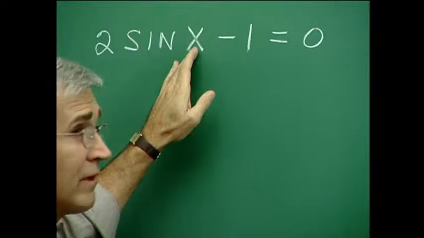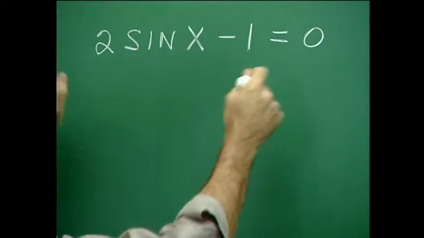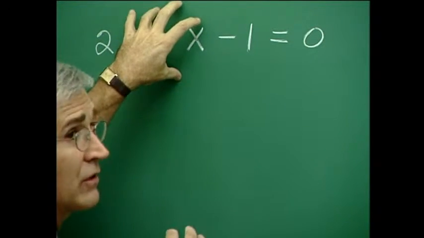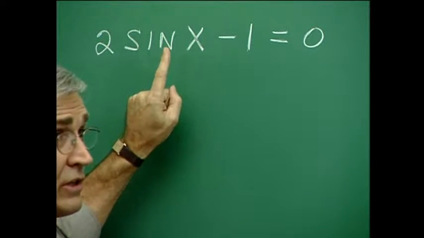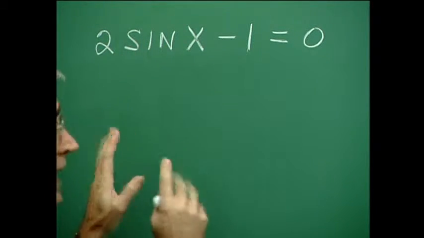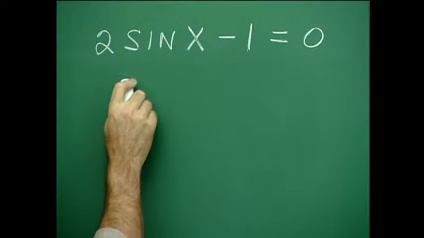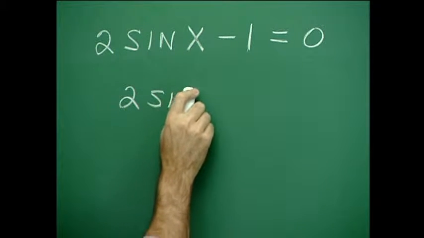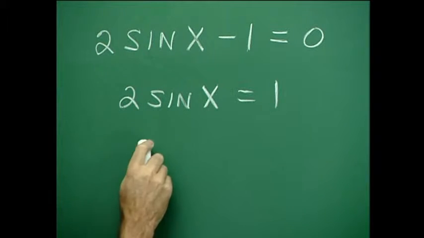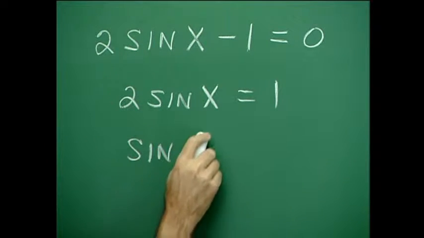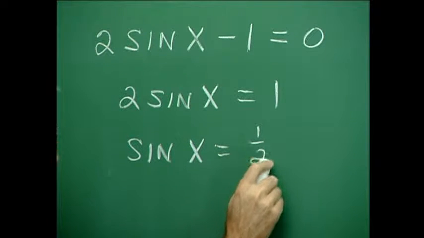Now, notice that the variable involves sine. So we have sine of some variable, and we have some other stuff here. Well, we'd like to isolate the sine of x before we evaluate the value for x. And it's pretty easy to evaluate x once we have done that. Adding 1 on both sides, we get 2 sine x equals 1. Dividing on both sides by 2 to clear this coefficient, we find that sine x is equal to 1/2.